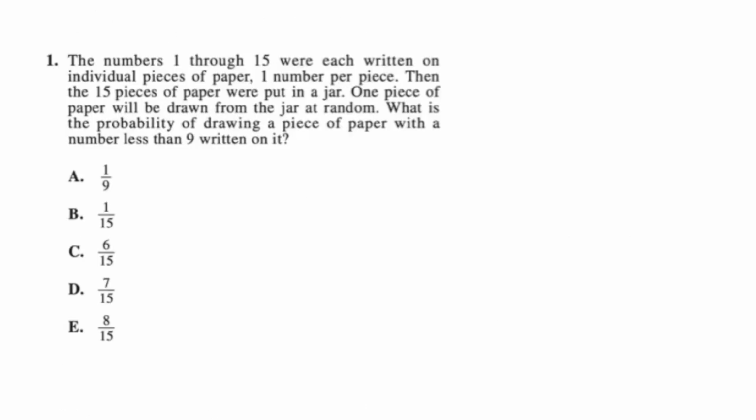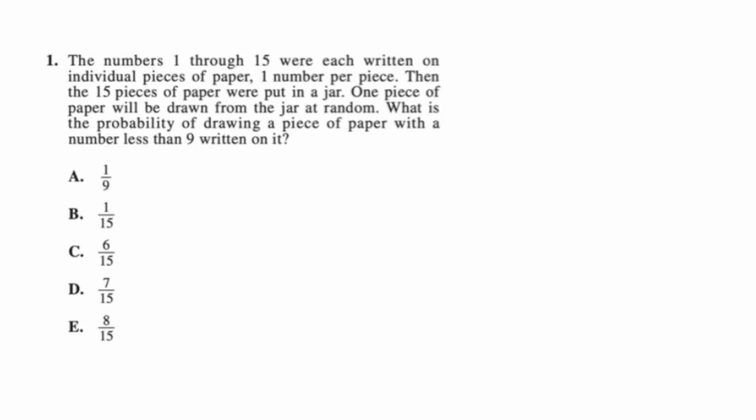So number 1 says the numbers 1 through 15 were each written on individual pieces of paper, one number per piece. Then the 15 pieces of paper were put in a jar. One piece of paper will be drawn from the jar at random. What is the probability of drawing a piece of paper with a number less than 9 written on it? All right, so go ahead and pause the video, try this problem out yourself, and then I'll demonstrate how to do the problem myself.